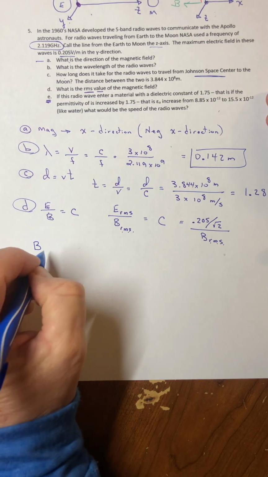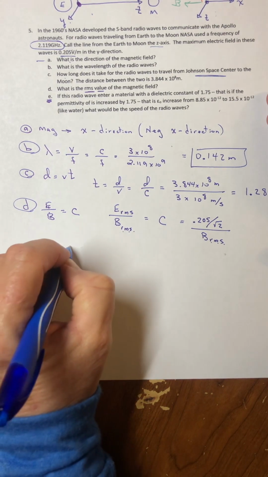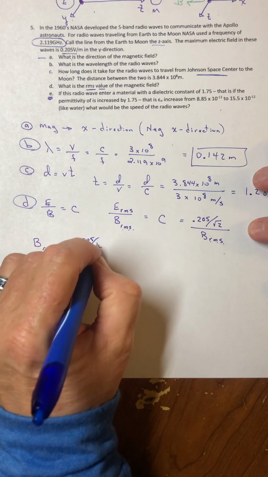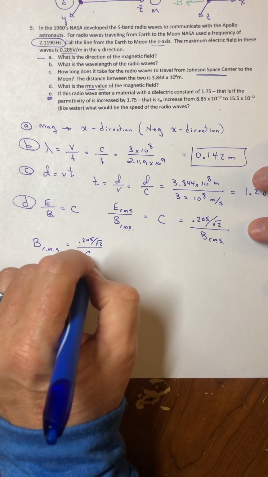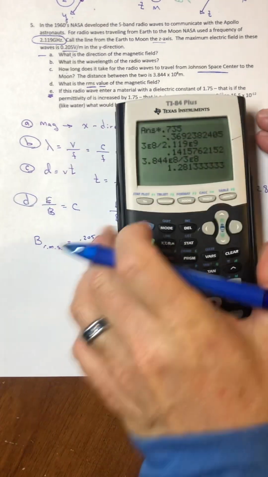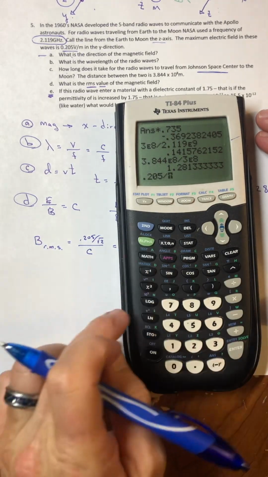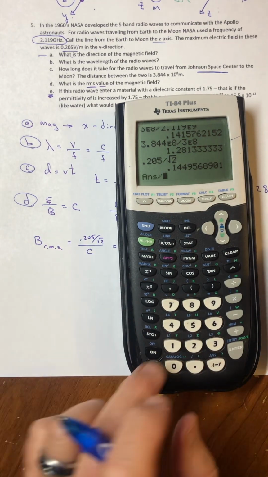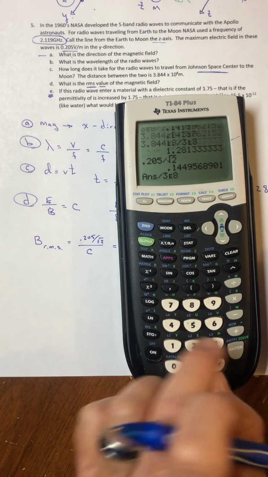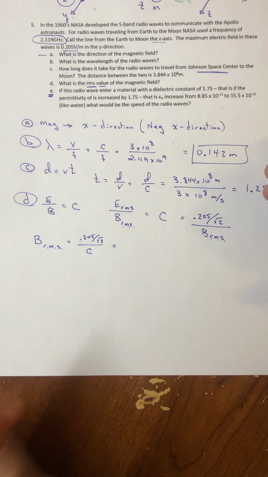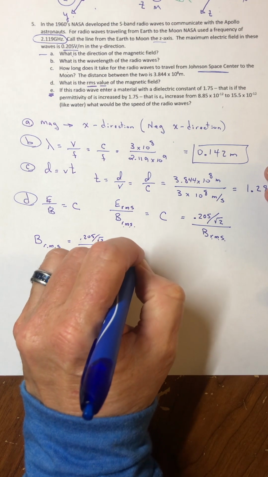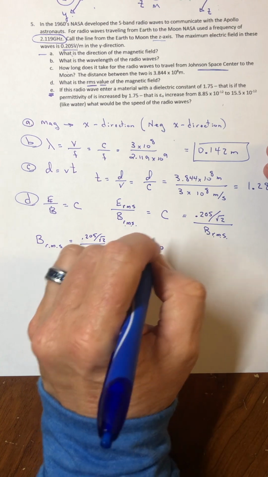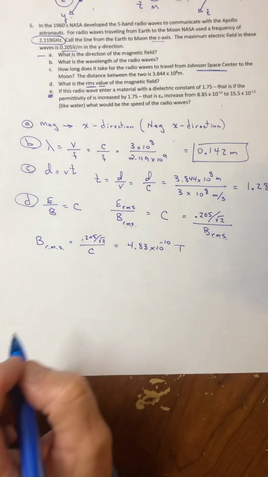So I'm going to write here BRMS would then be this 0.205 over the square root of 2 divided by C, the speed of light. So 0.205 divided by the square root of 2. Now, I'll take that and divide it by 3 times 10 to the 8th. And so this would be 4.83 times 10 to the minus 10 Tesla.